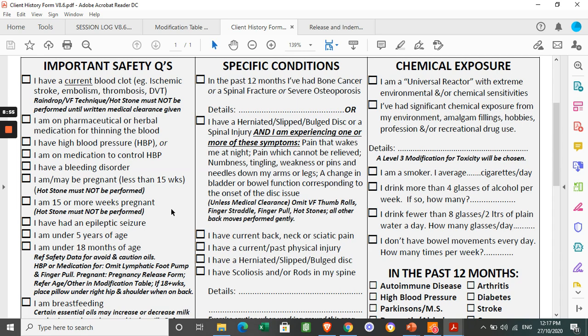So just to err on the side of caution, we want your insurance to always cover you and keep you in a safe realm as well as your clients. And so we would encourage you not to perform hot stone when someone is suspected to be pregnant or is actually pregnant. We then ask questions of, I have had an epileptic seizure, I am under 5 years of age, I am under 18 months. Okay, so there's all this little grouping here then of other important safety questions that we need to ask when we're working on a person for the first time.